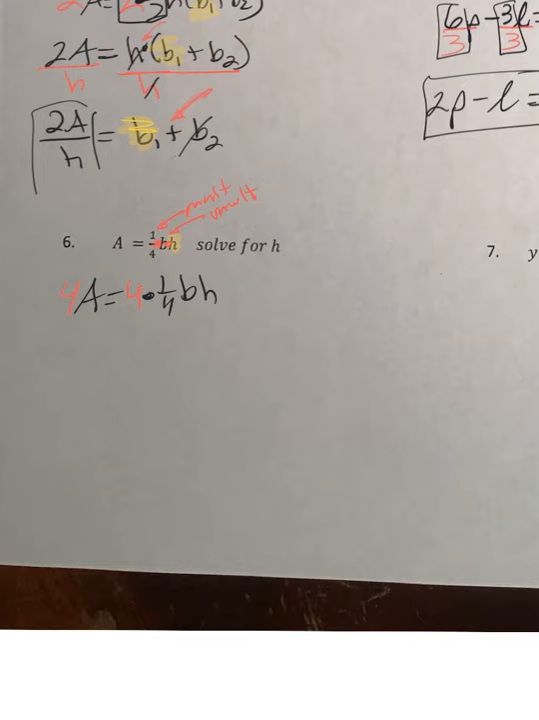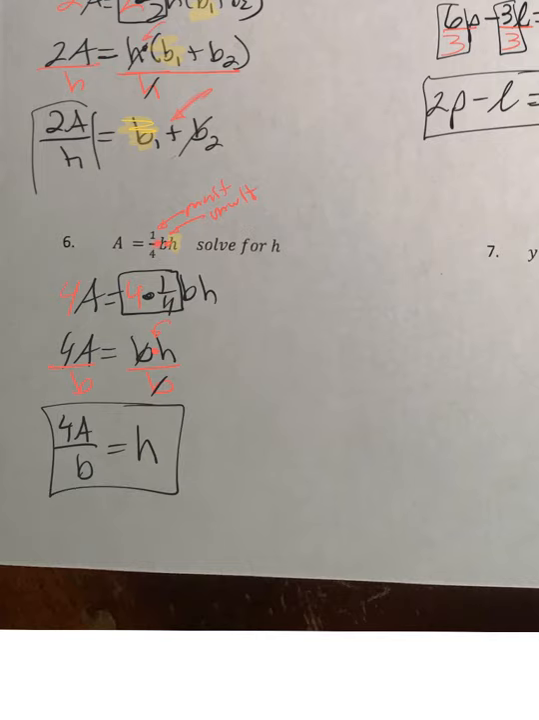Because when you multiply by 4, that gives us 4 times capital A. And remember, 4 times 1/4 is just 1, so 1 times bh is just bh. And then we can undo multiplying the b, right? How do you undo multiplication? By dividing. And that leaves us 4 capital A divided by b equals, right? b divided by b is 1, and 1 times h is just h. So see, we've got h by itself. Okay, one more to go.